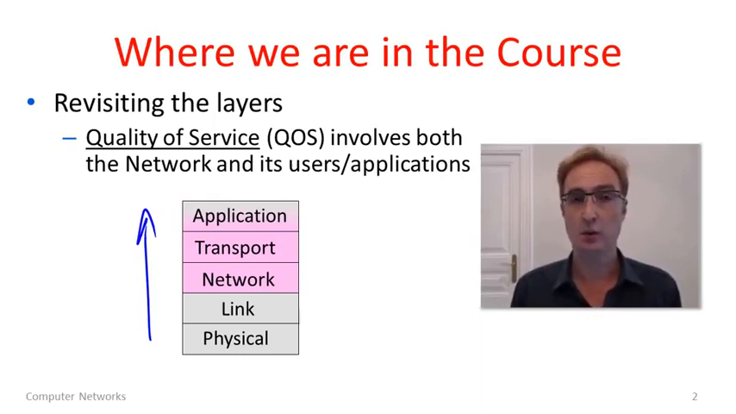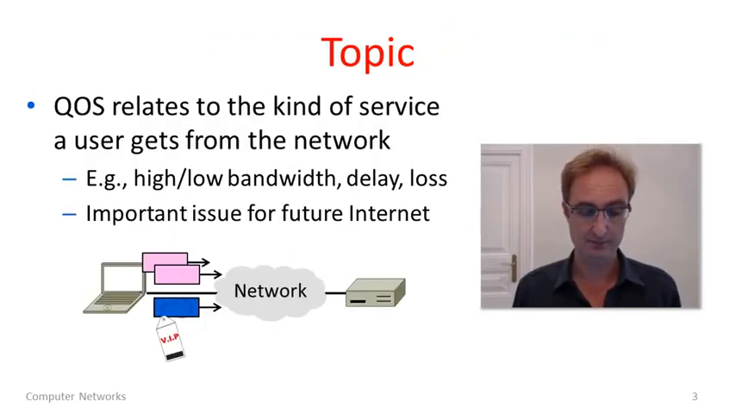We're now going to talk about quality of service, and that's a topic that, as you can see here, spans several layers. It goes all the way from the application layer, because the application needs to be able to tell the network what it needs, down to the network layer, because the network is the layer which ultimately provides different kinds of network service to applications.